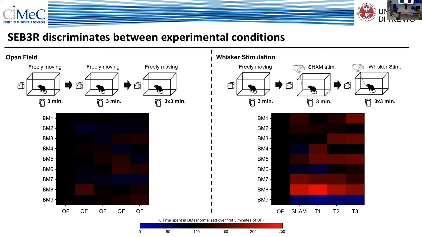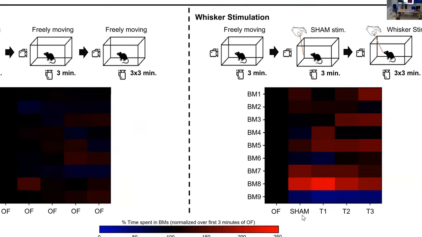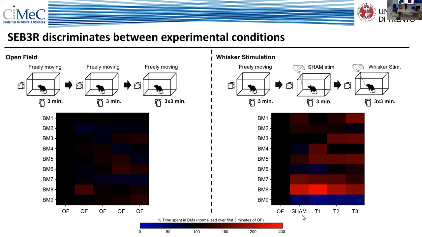In the open field, we basically see a blank sheet. Nothing has happened. The behavioral modules that we identify don't change over the course of the test. While when you introduce the sham, and then the stimulus session, I didn't know it was a touch screen. Surprise. You do see the behavior changing drastically.